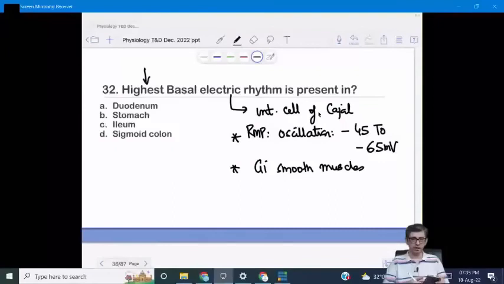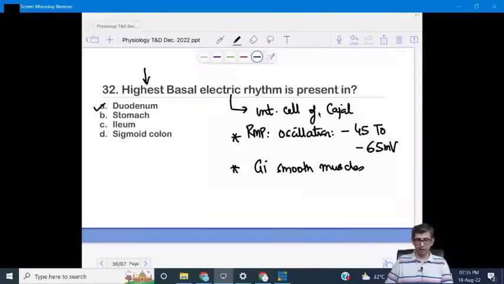I got A versus B as an answer. So the highest rhythm would be with respect to the small intestine, that is the duodenum. लगता है stomach होगा, but ऐसा नहीं है. It is the duodenum that would be having 12 as the value, which you have answered very correctly. Highest basal electrical rhythm is not with respect to the stomach but with respect to the duodenum. Answer to 32, option number A.